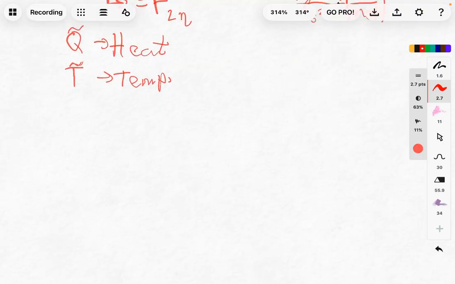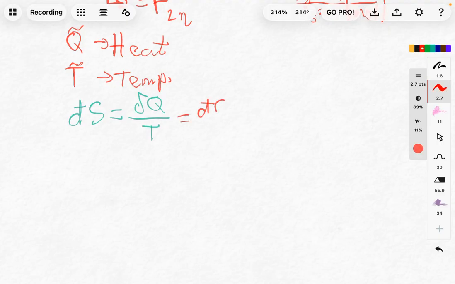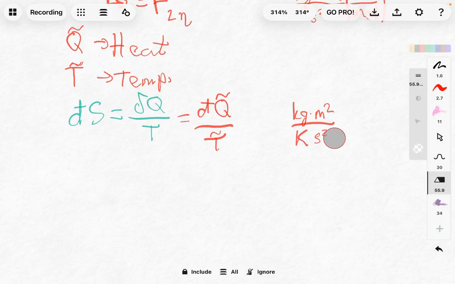And then, with that being stated, we can now do entropy and enthalpy. A change in entropy is a change in heat per temperature. And so, in our new notation, that would just be Q tilde per temperature. And we would get units of kilograms times meters squared per second squared Kelvin. And actually, let me switch those.